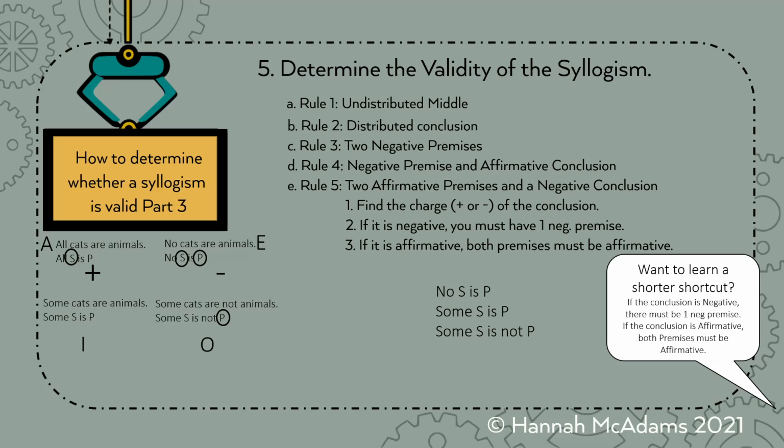Okay, so the shorter shortcut is, if the conclusion is negative, there must be one negative premise. If the conclusion is affirmative, both premises must be affirmative. Okay? In our book, he says that if you have one negative conclusion, you have to have one negative premise. If you have zero negative conclusions, meaning an affirmative conclusion, then you have to have zero negative premises. Okay? Which means that they have to be positive.